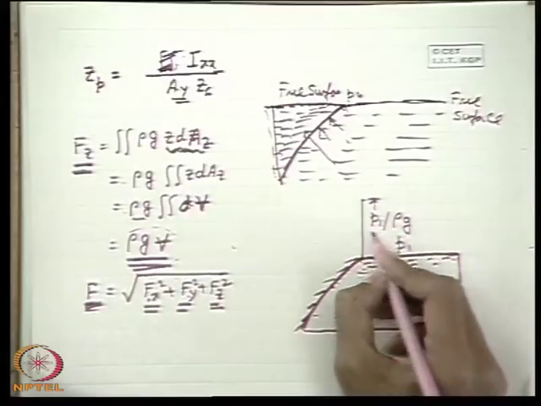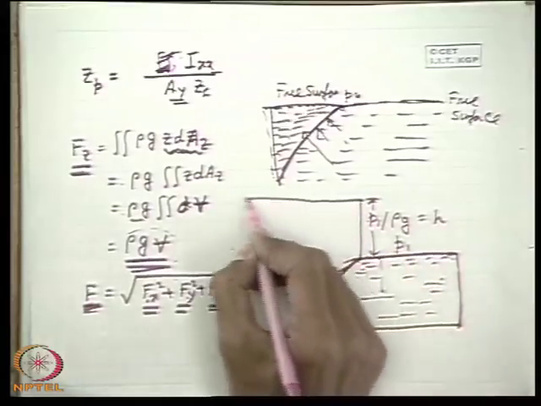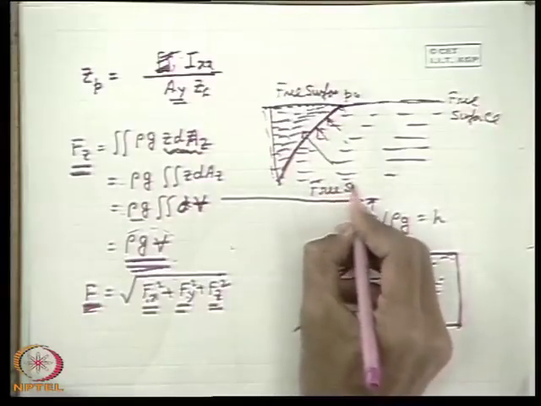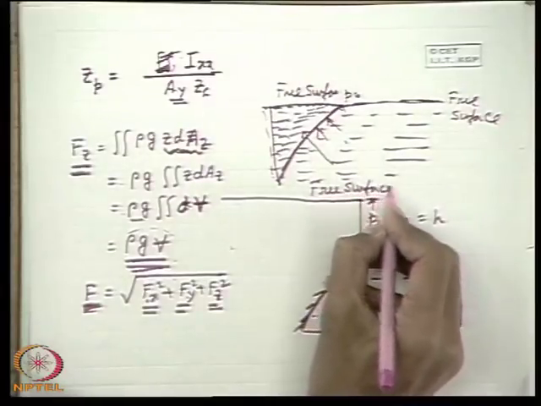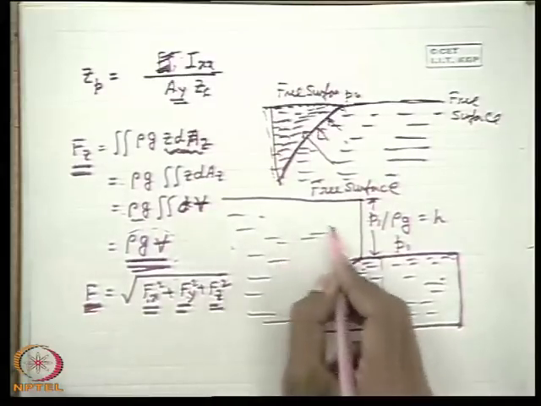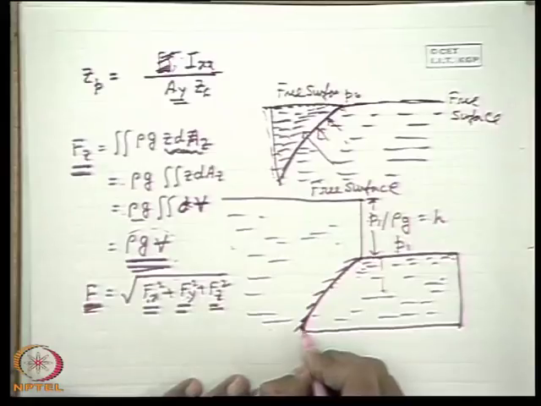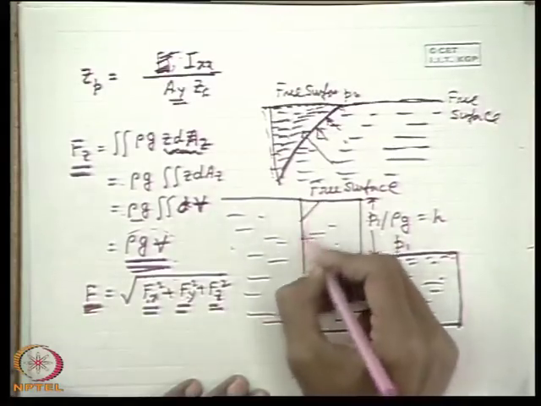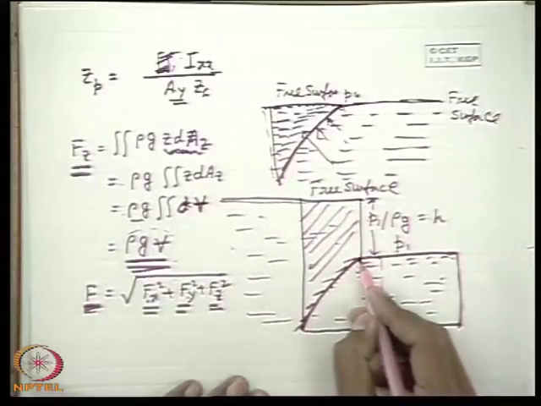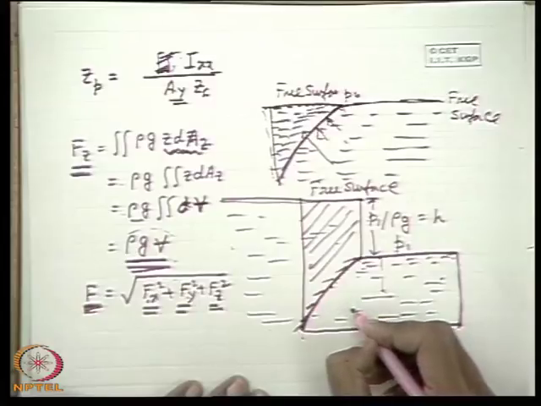That means we create a height H equal to P1 by rho g and make it as if this is the free surface, and we consider that this surface is immersed below that free surface. Then what is the vertical component of the hydrostatic pressure force? It is the weight of this volume of liquid. That means we can create a free surface and consider the surface as if it is submerged below it. The only thing is that the direction will be like this.